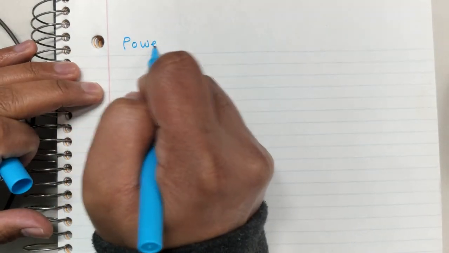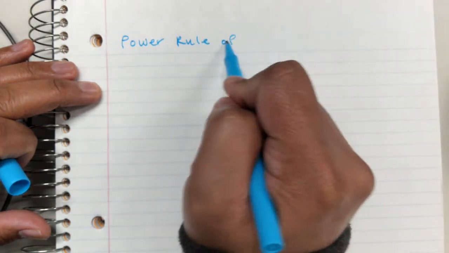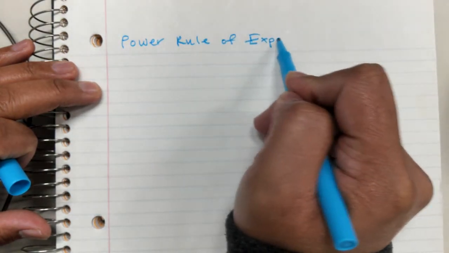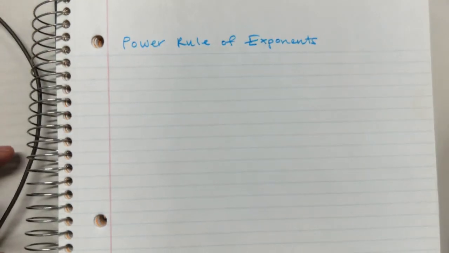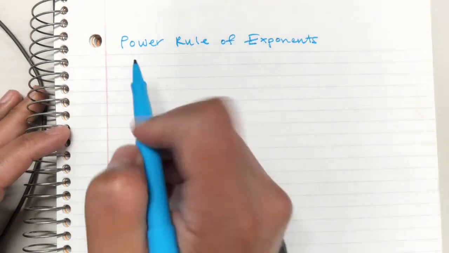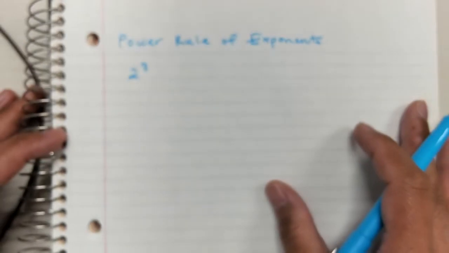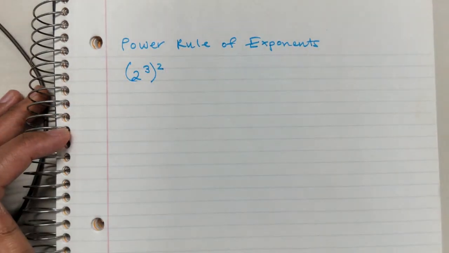Okay, so the power rule of exponents. Now, the power rule of exponents is basically, I'm just going to give you one example first. If we have, let's say, 2 to the third, hopefully you can see that. It's kind of blurry, okay. 2 to the third raised to the second power, okay.